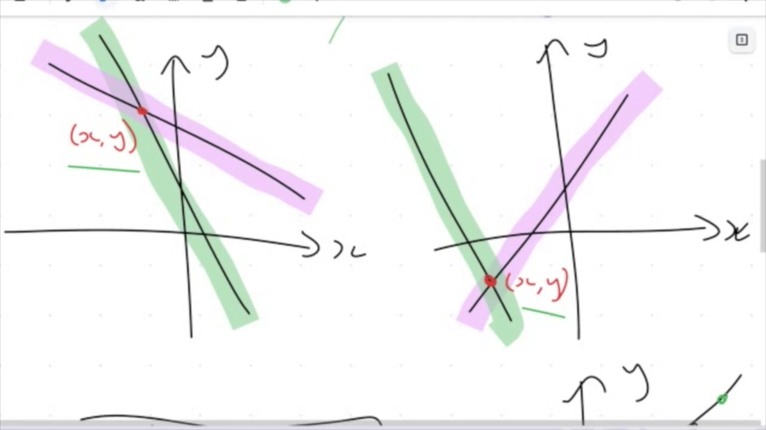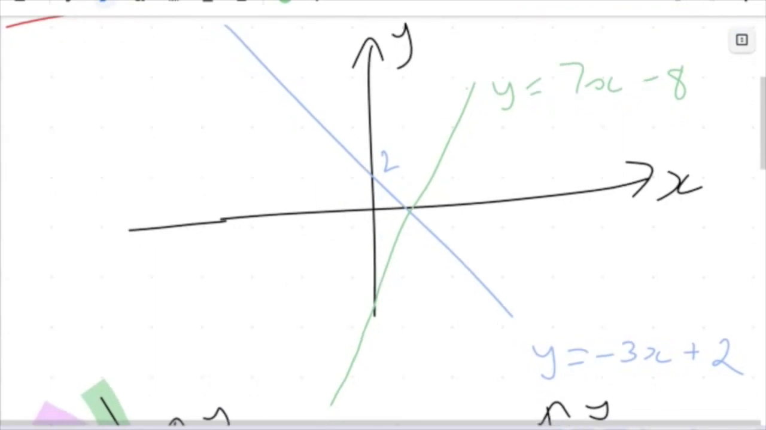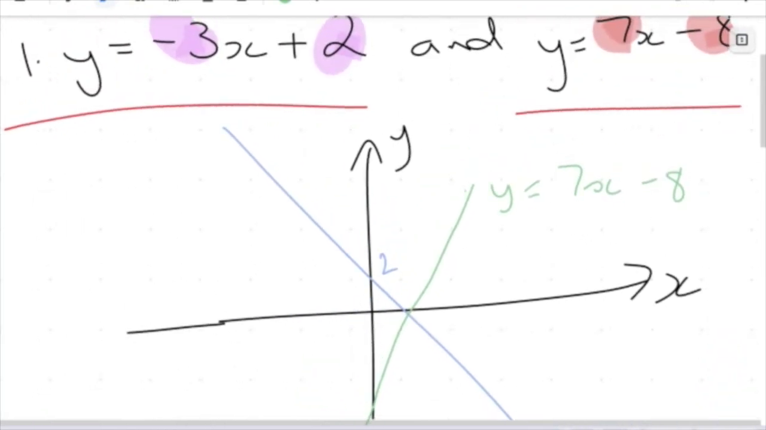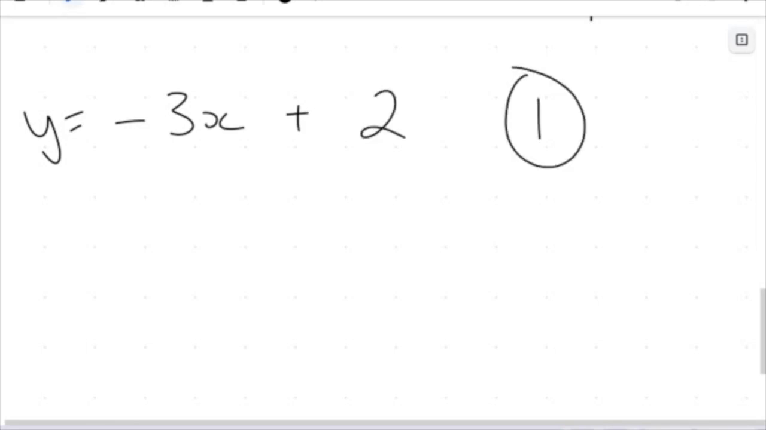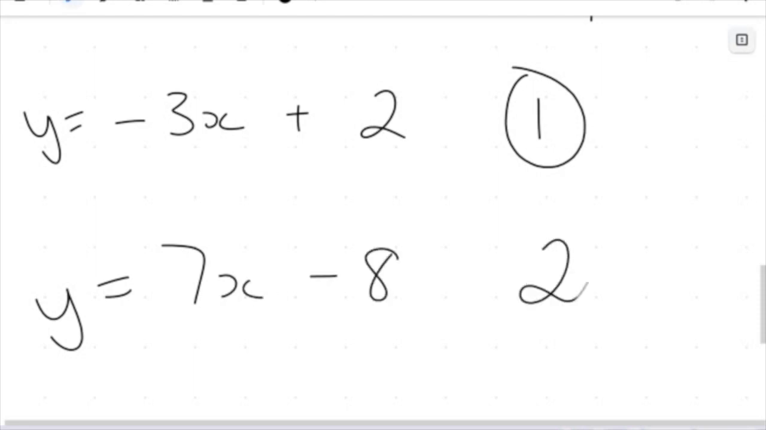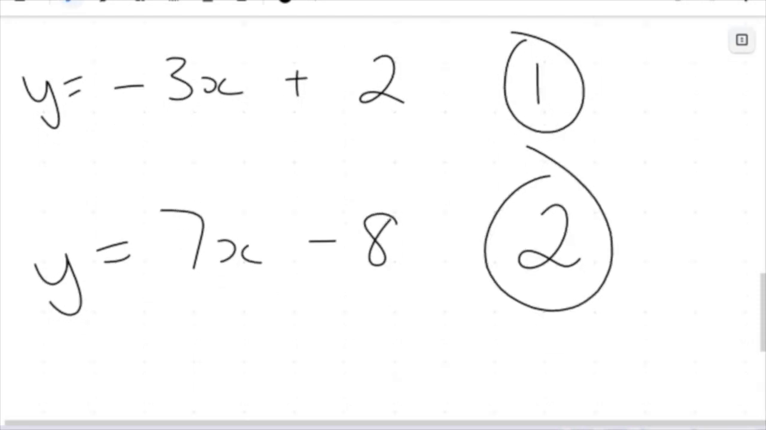So let's just pause here and reconsider our two lines up here. Let me write them down here. We have y equals, was it negative 3x plus 2? We're going to call this line 1. And my other one, y equals 7x minus 8, we're going to call that line 2.